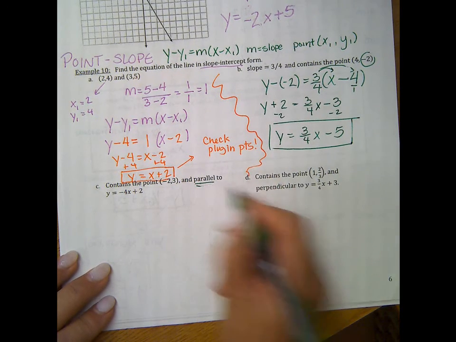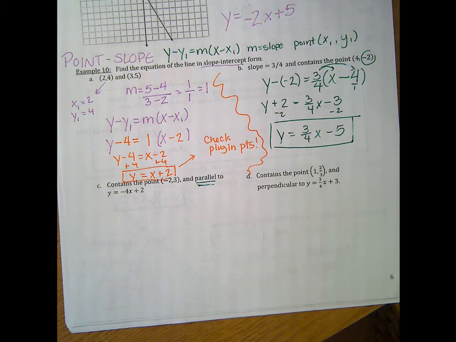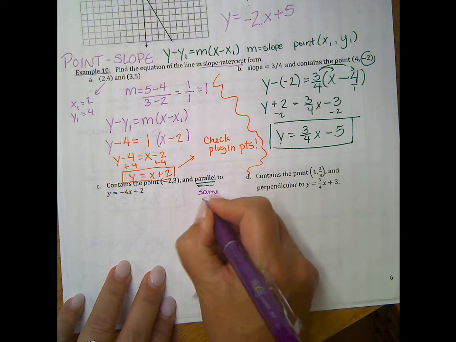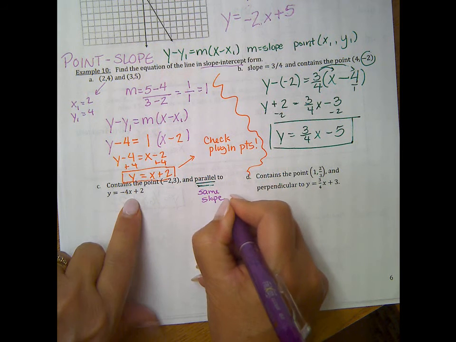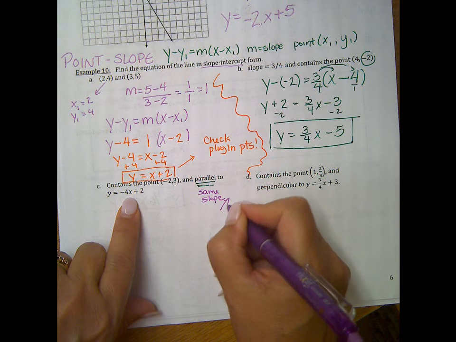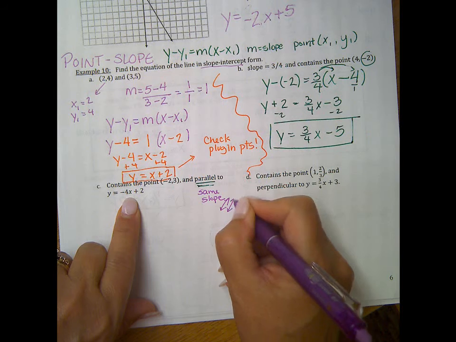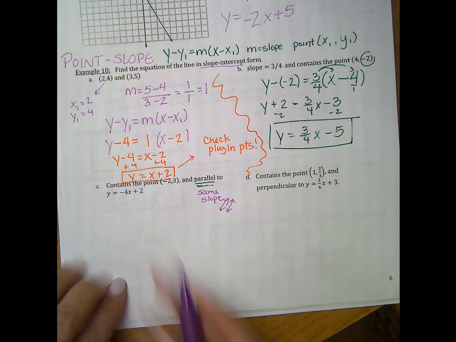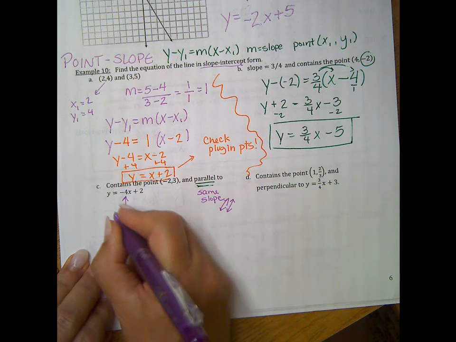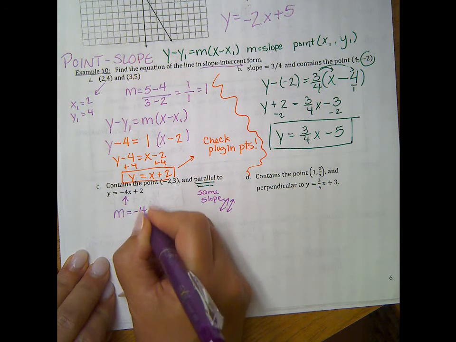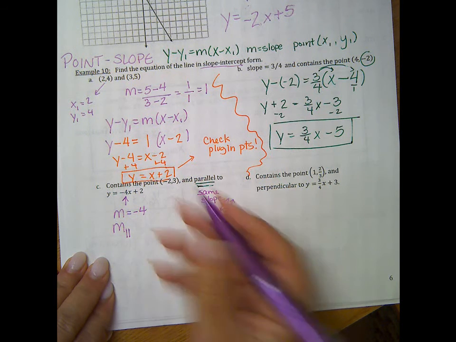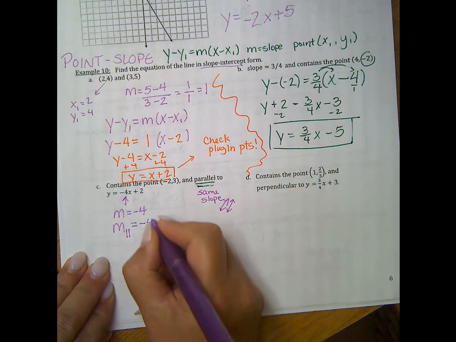So when it says parallel, what does that mean? That means that it has the same slope as this line, and same slope makes sense because if the lines are going the same direction, that slope's the same, they're going to be parallel lines. So the slope of this line is negative 4, so the slope of the parallel line, those little lines there mean parallel, is also going to be negative 4.